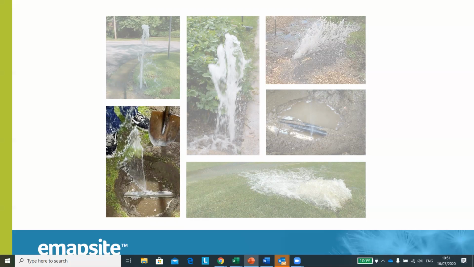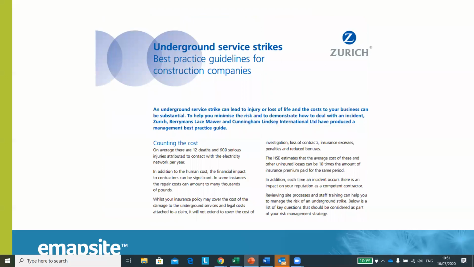But despite the very direct costs of having gone through a main, you can also have much more indirect costs again, because not all of your costs associated with the damages will be covered by your insurance. You may expect them to be, but not all of them are. So this excerpt from Zurich shows that while the physical costs of damage may be covered, items such as cost of investigation, loss of contracts, insurance excesses, penalties, reduced bonuses, they're not going to be covered by your insurance. The Health and Safety Executive has estimated these extra costs as being around 10 times that of the insurance premiums paid in the same period, which means your cost of damage is a significant matter that you really can't ignore.